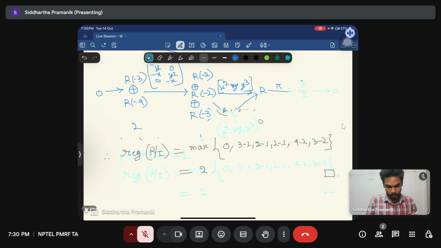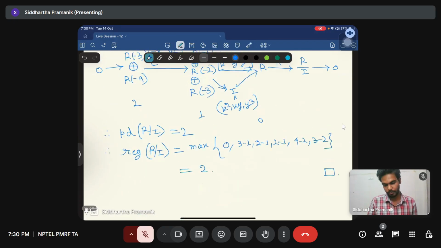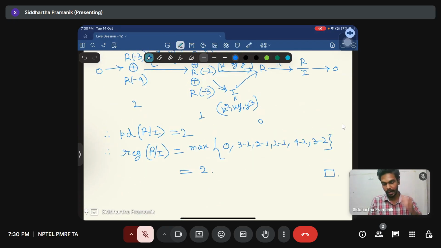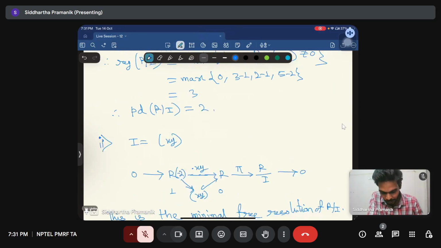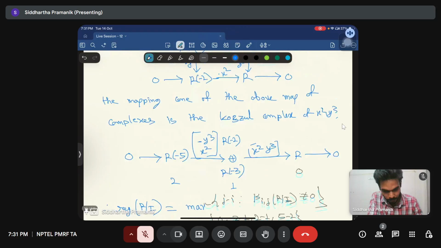So in this way, we can find the regularity or projective dimension, but one can directly compute the regularity using Macaulay 2. There are commands. So you just have to enter the polynomial ring and the ideal and the command for the regularity or projective dimension, and you will get the answer. But if you want to do the computation by hand, then you can follow this way.